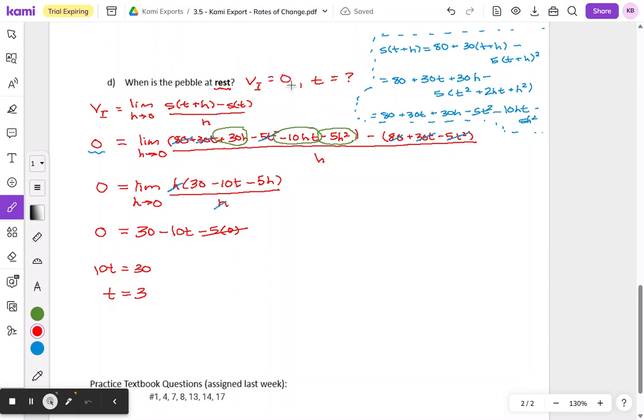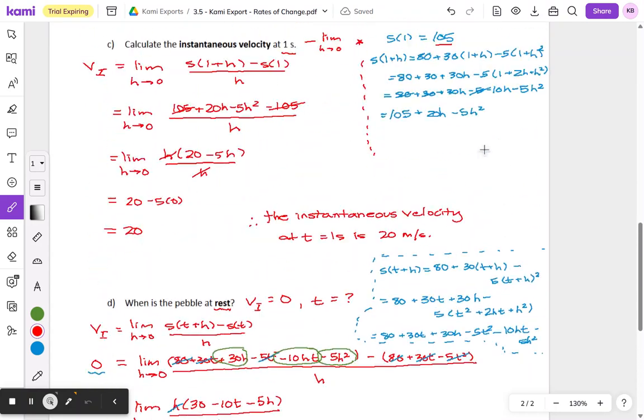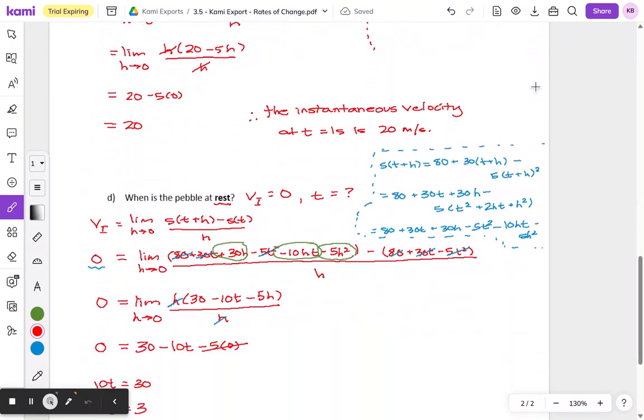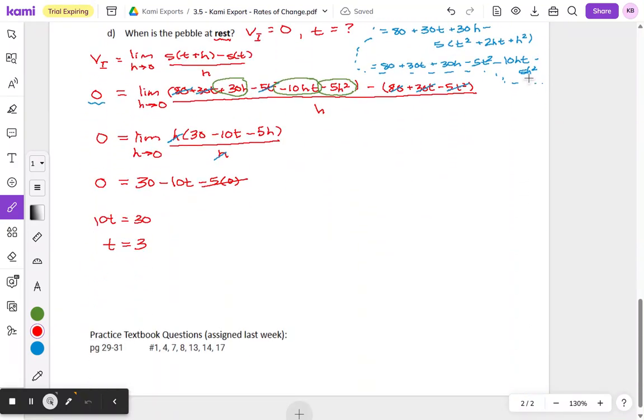So when is the velocity equal to 0? Basically, when is the pebble at rest at the very top, at the maximum? Where is the maximum? It should be at t equals 3. So let's look back to our graph, and we can see t equals 3. That's exactly that vertex point. So let us just be finished.